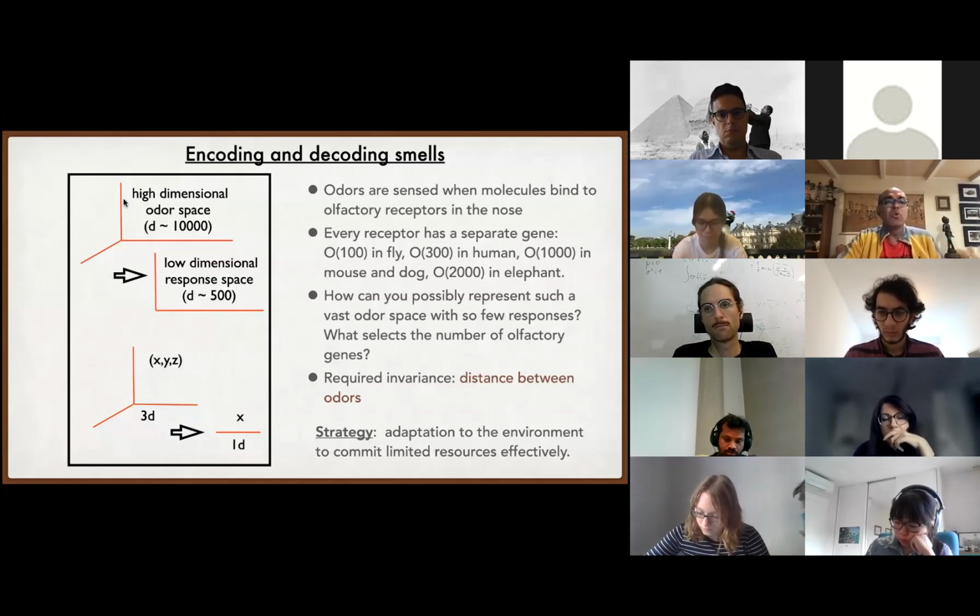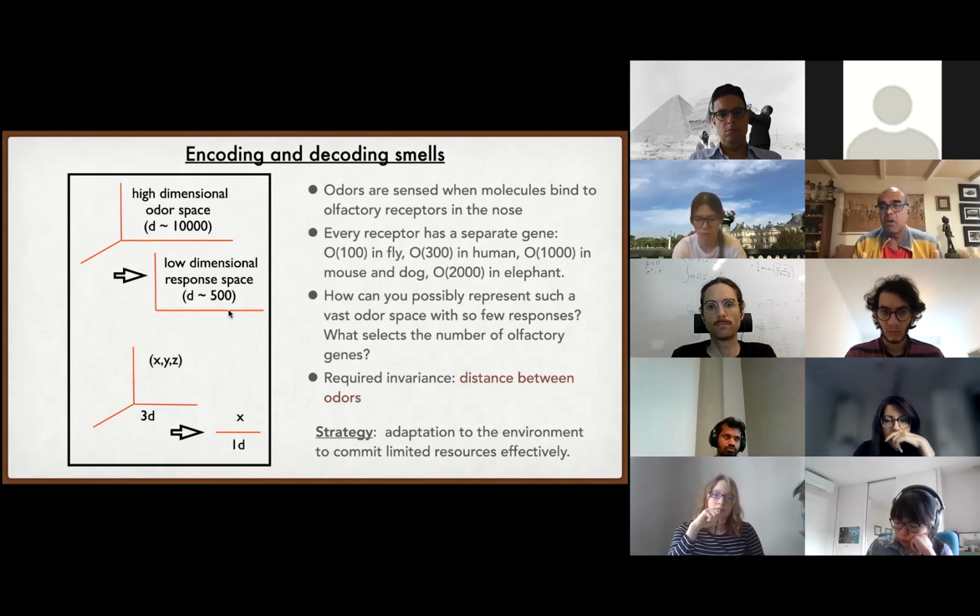You have an odor space that's high dimensional. So if I think about the odor vector as a vector of concentrations of different odorants, it's like what, a 10,000 dimensional space at least. And you have a low dimensional response space, about 500 dimensions. And I'm supposed to faithfully represent the high dimensional odor space in the low dimensional response space. How do I do this?